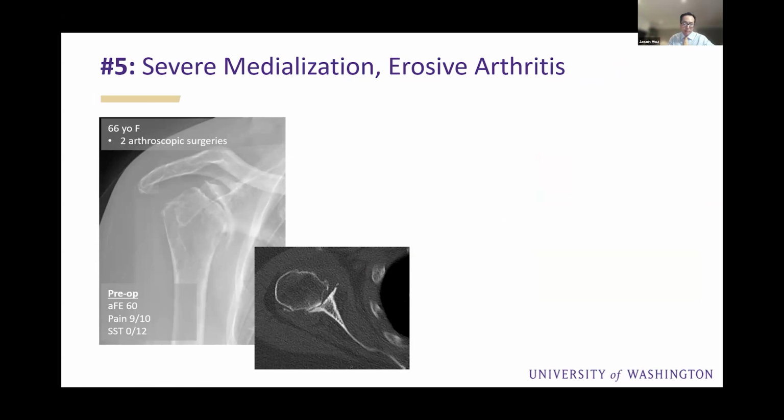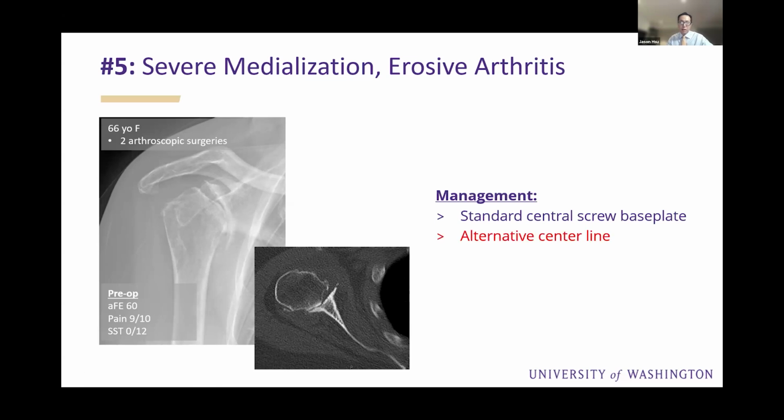And she was left with this glenoid that had eroded a couple centimeters medially, and you can see that there's a big challenge here where there's no bone anywhere to support a graft or an augment. And so in these cases, I have used just a standard central screw base plate and a technique called the alternative center line.